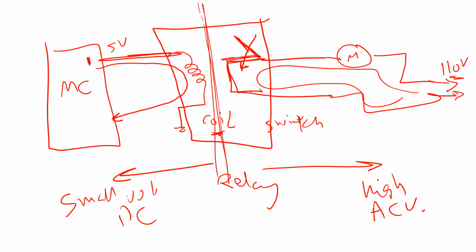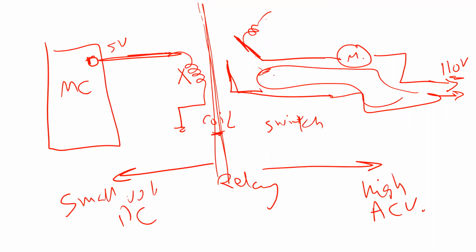If you want to turn the motor off, you have to output 0 here. When you output 0, there is no current here, and because there is no current, the coil is not going to become a magnet. That means there is a spring. The spring is going to pull this one up this way, so you open the circuit here.